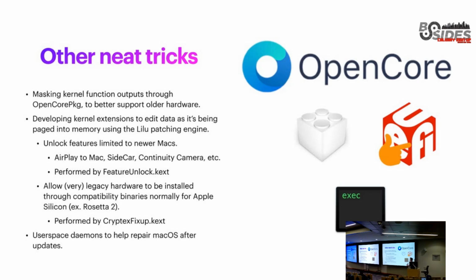We also have Cryptex Fixup, which is using Apple's translation system, Rosetta 2, to actually run our really old machines, thanks to compatibility binaries that are available in the operating system for Rosetta. We also have user space daemons that try to help repair macOS after OS updates, as it's not too much of a fan of what we're doing and tries to clean up a lot of our work.